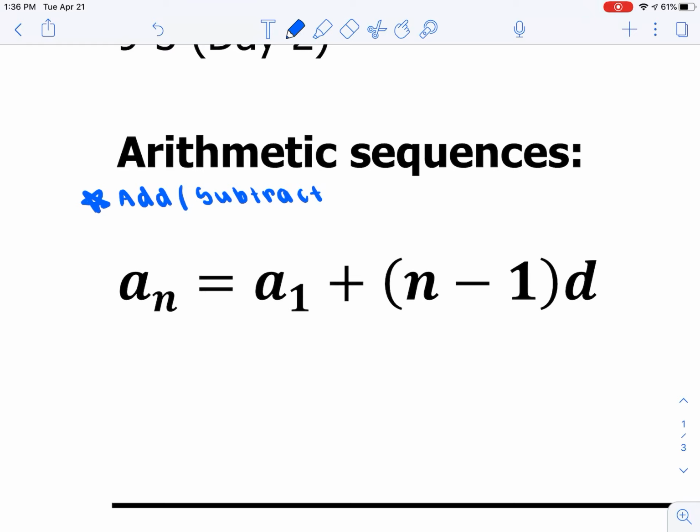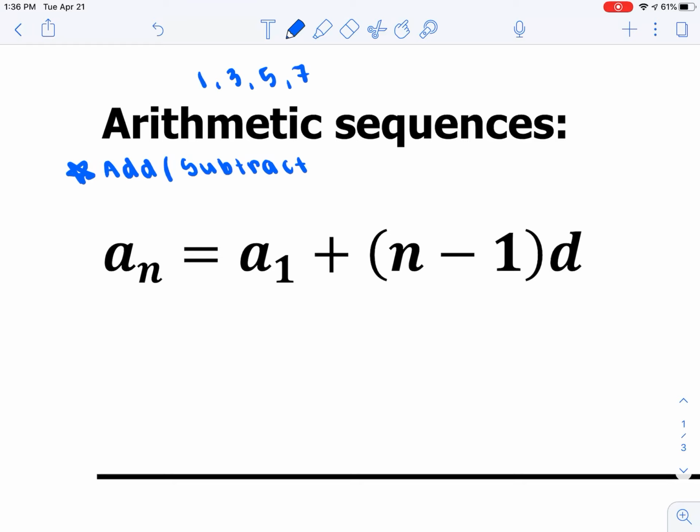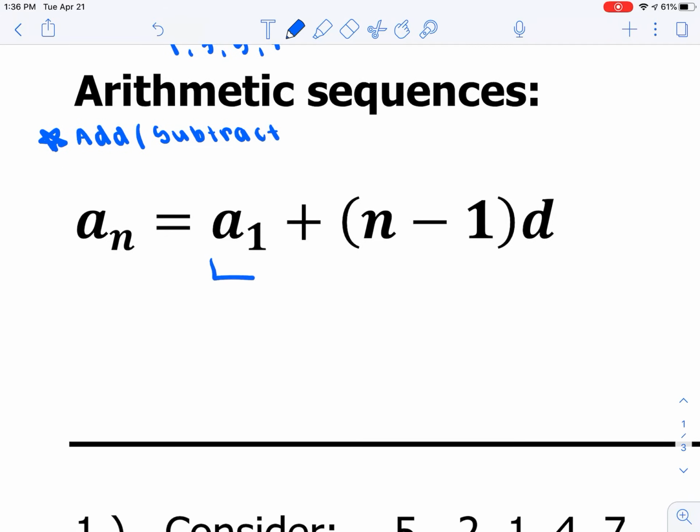Now, if you see that a sequence is arithmetic, so for example, 1, 3, 5, 7, I add 2 each time to get to the next term, you can use the following formula to write a rule how to find any term in that sequence. So in other words, an explicit rule. Now, in order to write this rule, you need to have a couple things from the problem. The first thing you need to have is the first term of that specific sequence. So that would be a sub 1.